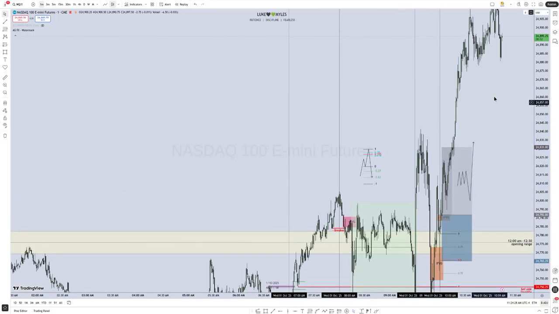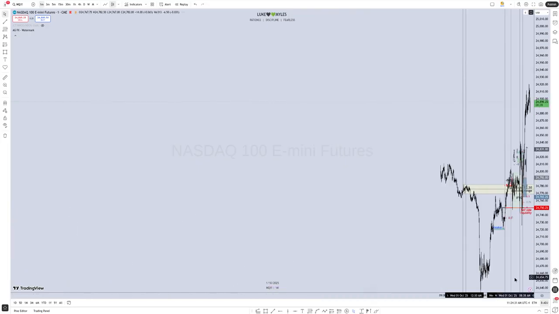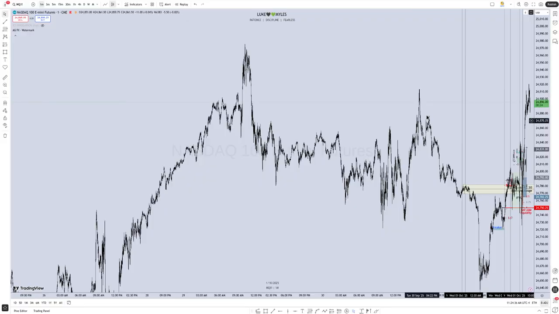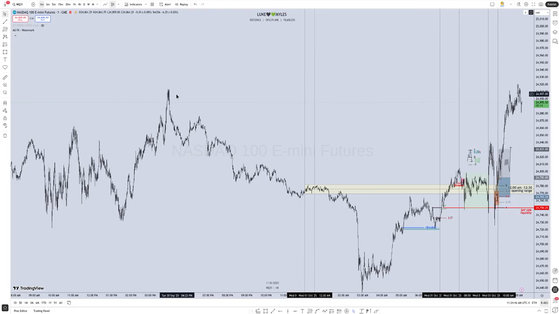looking for higher prices into what? Having equal highs. We're having highs right there. We have an inefficiency into that. That's how far the market has rallied.